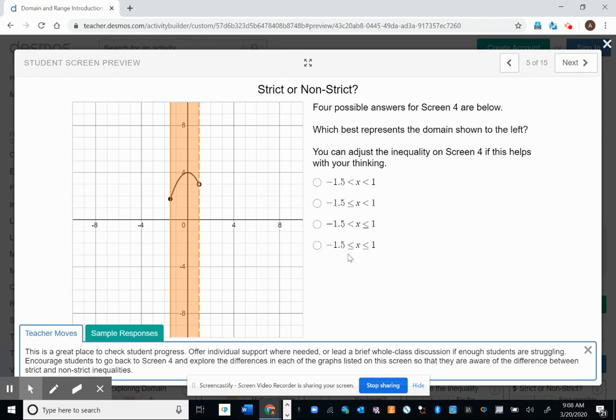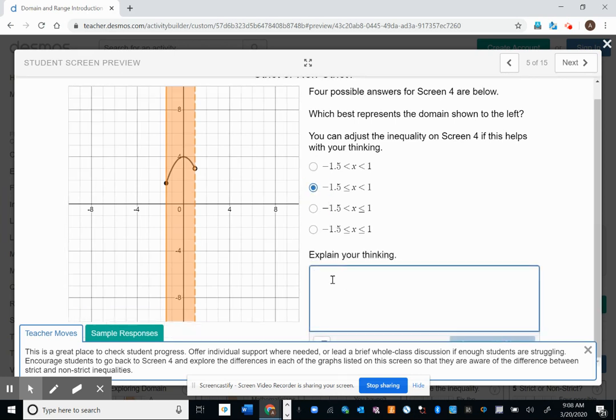Using this little list of inequality notations, here's where the function is equal at negative 1.5, and then it continues up to where x is 1, but it's not equal at x equals 1. So it's this option here. And you would just explain the difference in the symbols here. This would imply a closed point, whereas this would imply an open point.